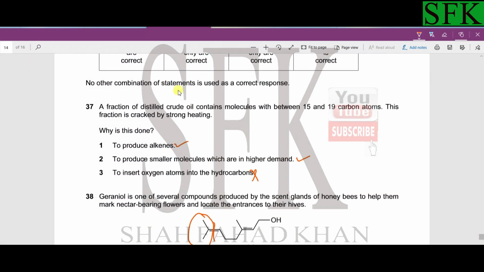A fraction of distilled crude oil contains molecules between 15 and 19 carbon atoms. The fraction is cracked by strong heating. Why is cracking done? Produces alkenes? Yes, it does. To produce smaller molecules with higher demand. This is the major reason why cracking is done.